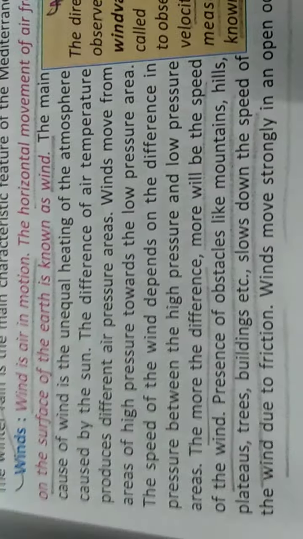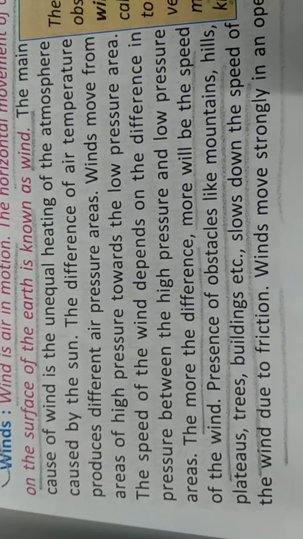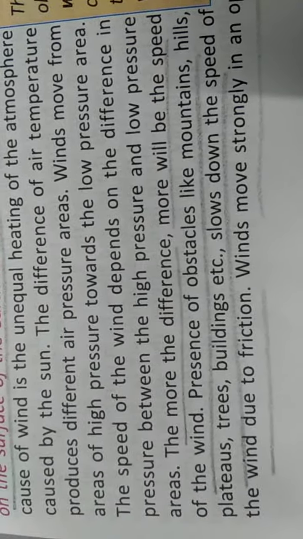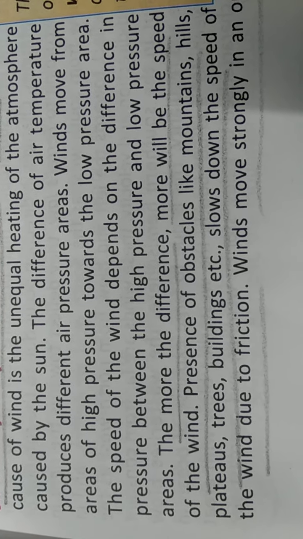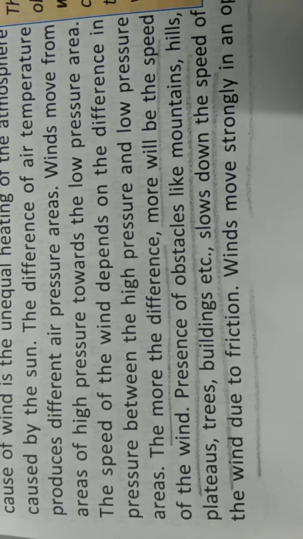The difference of air temperature produces different air pressure in different places. Wind moves from areas of high pressure towards low pressure. The speed of the wind depends on the difference of pressure between the high and low pressure areas. If the difference is more, the speed of the wind will be more. And if there are obstacles like mountains, hills, plateaus, then the speed slows down, as the wind gets friction.